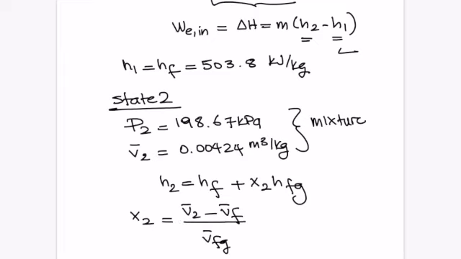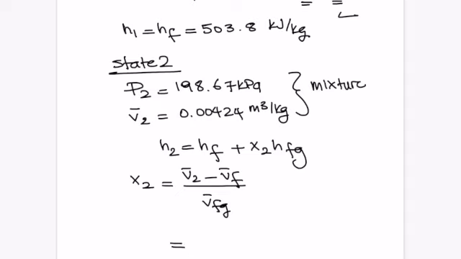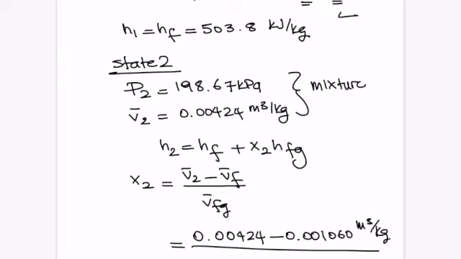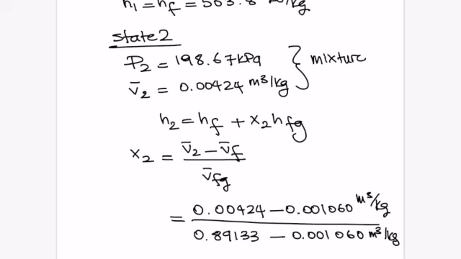specific volume, because we know the specific volume of the mixture, which is 0.00424, minus 0.001060 meter cube per kilogram, over 0.89133 minus 0.00106. This will give you the quality to be 0.003572.